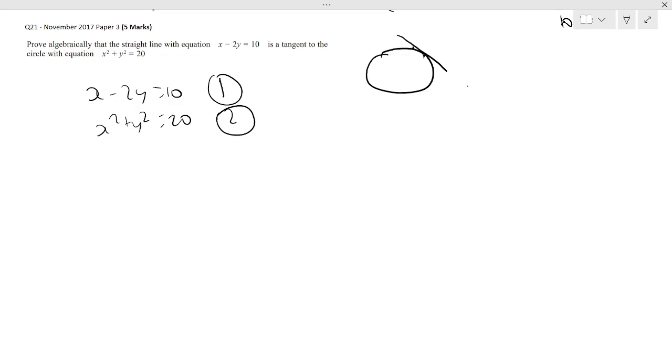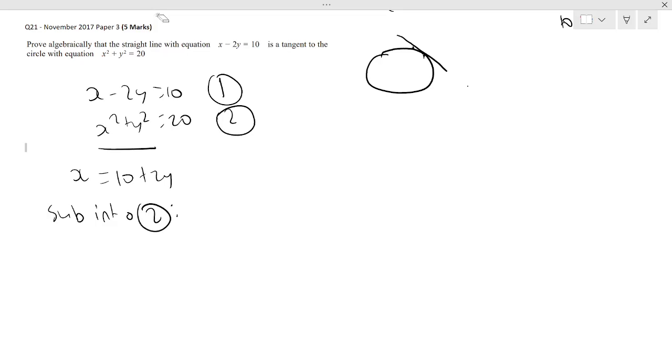Now with quadratics, for GCSE anyway, you never want to eliminate, because it'd be hard. In fact, this is a linear term and this is a quadratic. So you're going to want to substitute. The easiest thing to substitute is to rearrange the first equation for x or y. Well, x is easier, because we can simply say x is 10 plus 2y. So then we're going to sub this into equation 2.